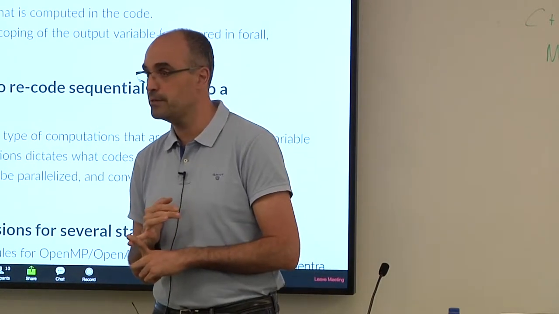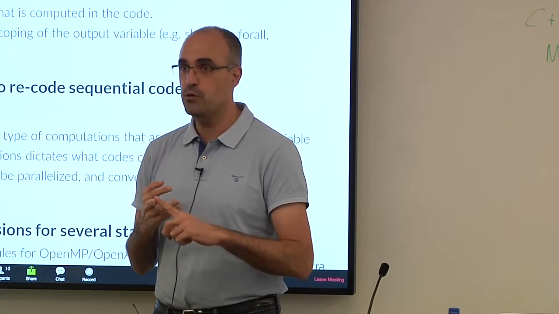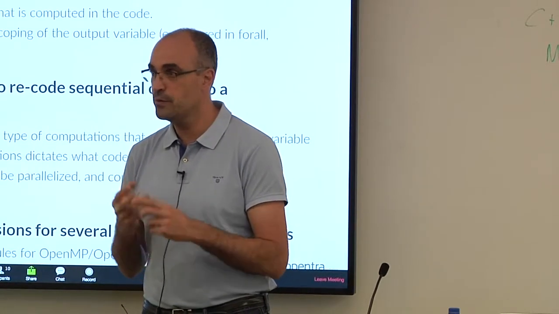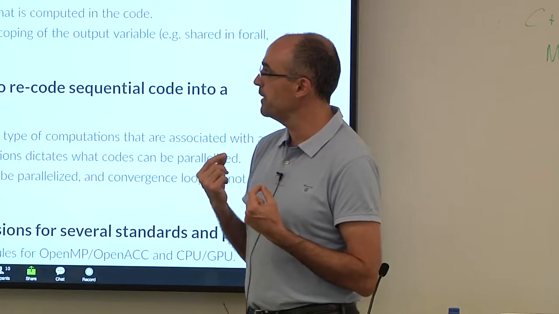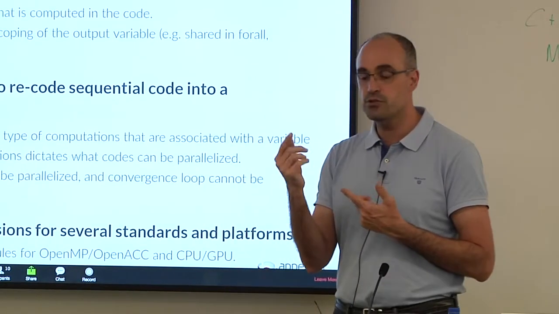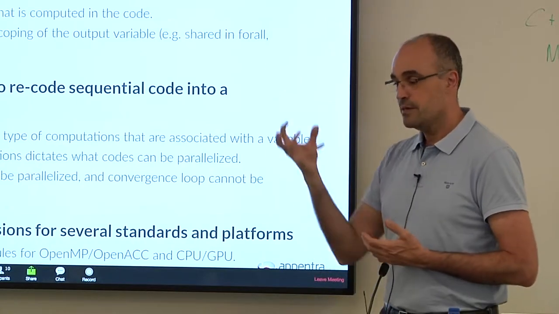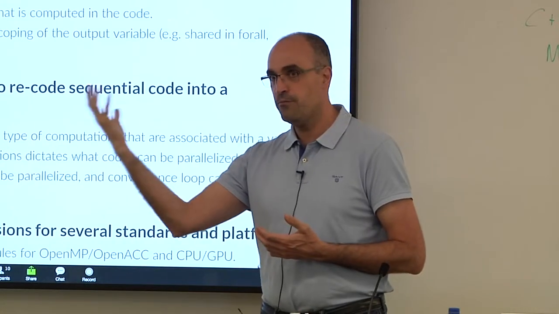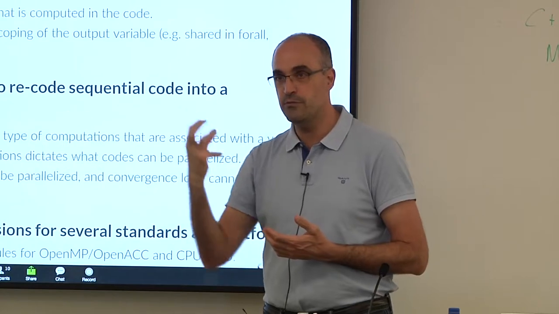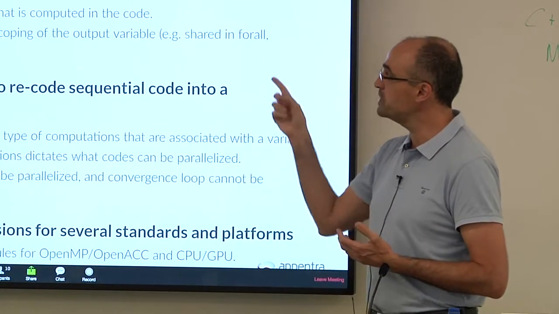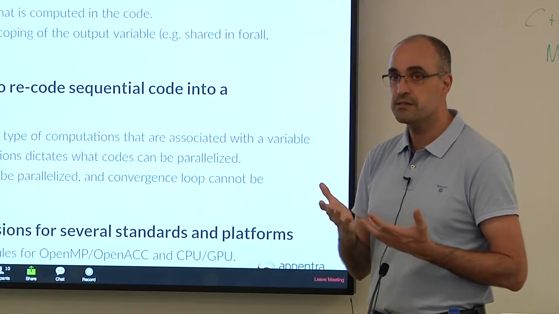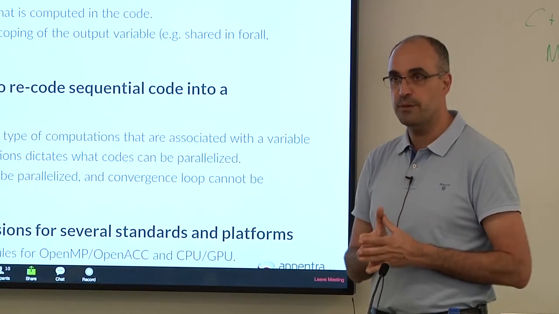Will you make them private? Will you share them? Will you reduce them among the threads? So you need to remember that you need to specify how to manage all the variables that are used, read or written in your code. So the patterns characterize the computations for a given variable. So it provides you the information that you will need to decide which is the correct way to manage that variable that is the output of the pattern. Okay?